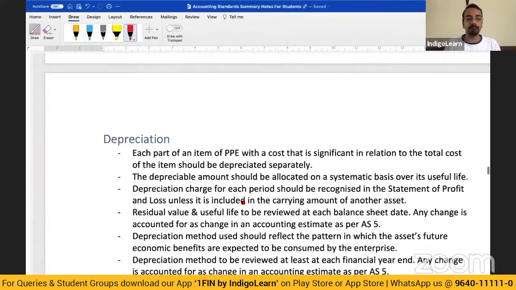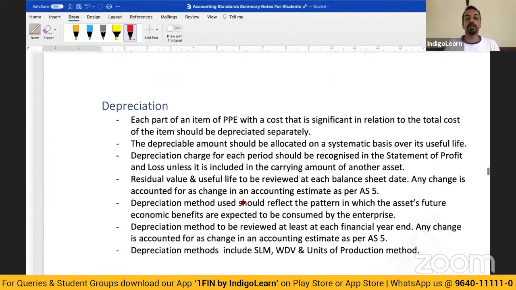Okay. Then moving further, depreciation. I just tried to summarize everything in these 5-6 bullet points because that captures the crux of the depreciation as far as this chapter is concerned. Now one thing that is new in AS10, which was not there earlier, is component wise depreciation, which says each part of an item of PPE with a cost that is significant in relation to the total cost should be depreciated separately. Meaning to say, if you have an item of PPE, think of an aircraft.